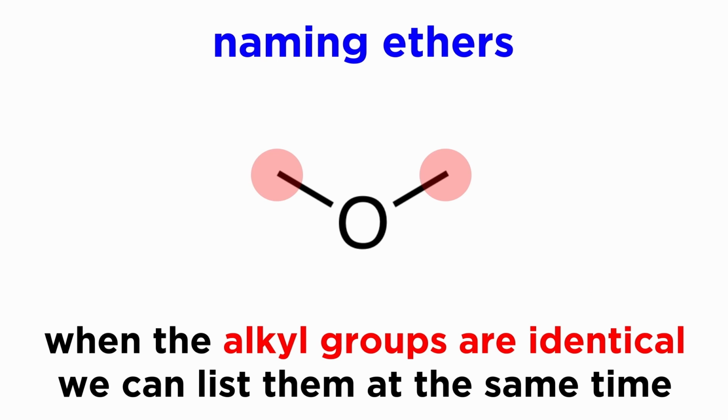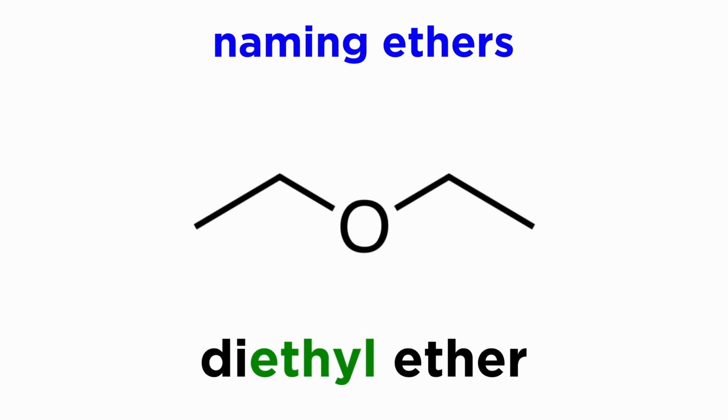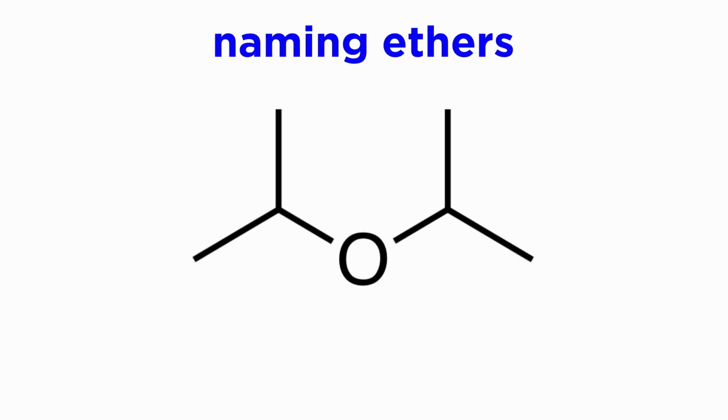If the alkyl groups are the same, which is quite common, we can report them at the same time. This is dimethyl ether. This is diethyl ether. This last one is a common organic solvent. We can look at more complicated alkyl groups as well.